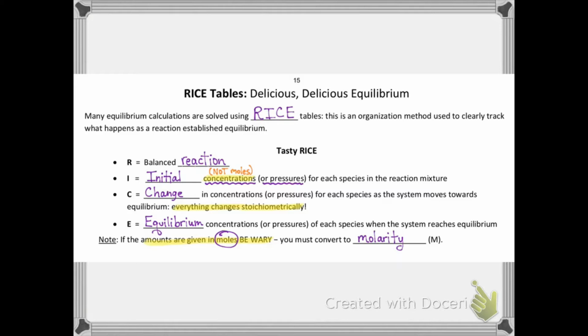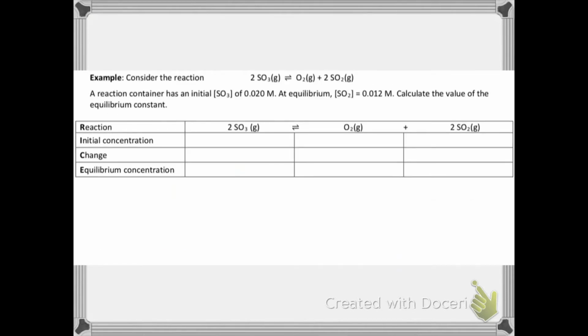in terms of equilibrium. So in this example, we've been given a specific reaction, the decomposition of sulfur trioxide into oxygen and sulfur dioxide. It also tells you the initial concentration of sulfur trioxide, and it tells you at equilibrium the concentration of SO2. We're supposed to take this information and use it to calculate the value of the equilibrium constant, K. So I've already created a rice table, so we can just fill in the values.